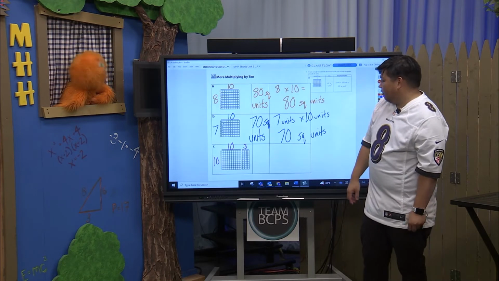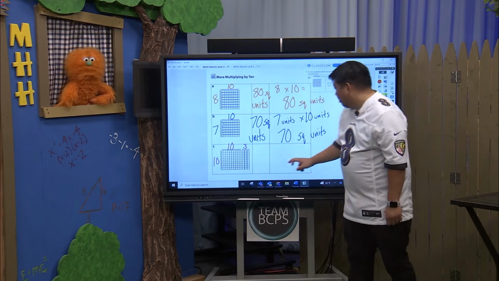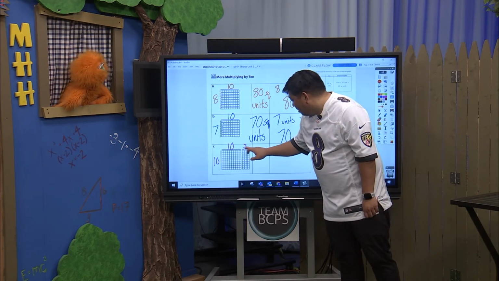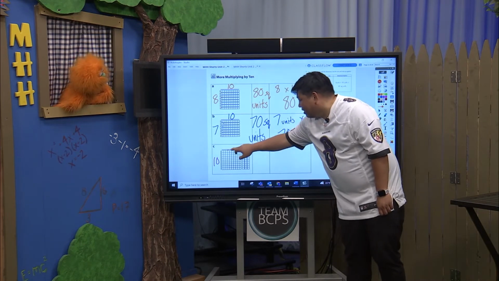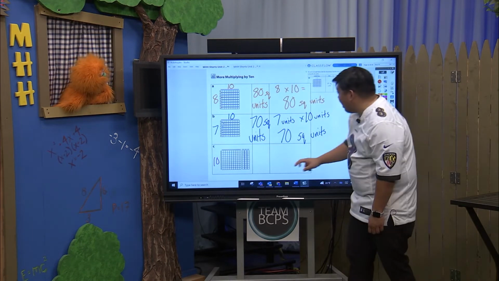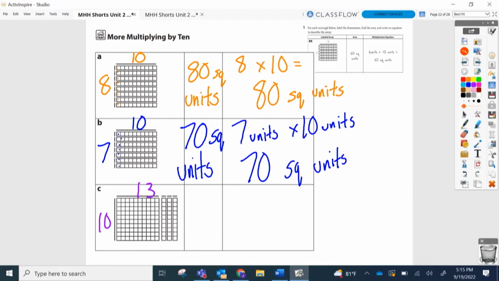I guess we have to put them together. So we have to add them, and it would be 13. So instead of having a 10 and a 3 separate like that, we already know that means that's going to be 13.